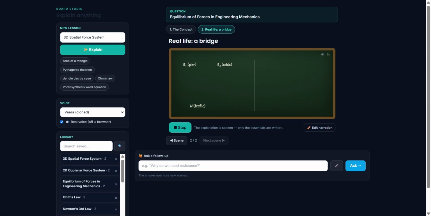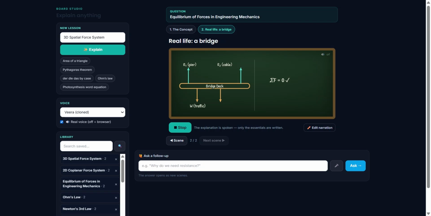Now let's see this in real life. A bridge must be in perfect equilibrium to stay standing. The weight of the deck and traffic pushes down, while the piers and cables push up with equal force.